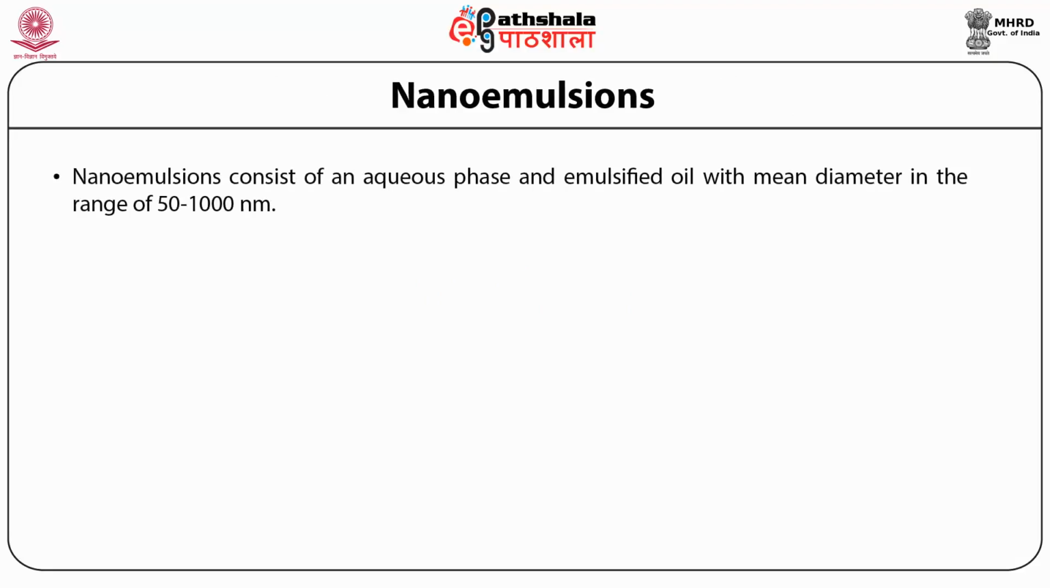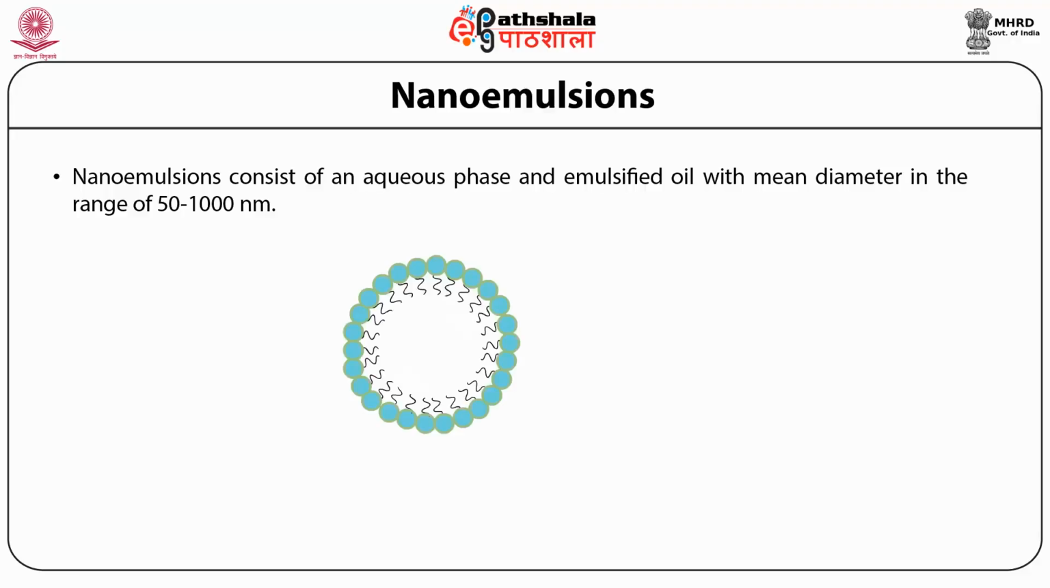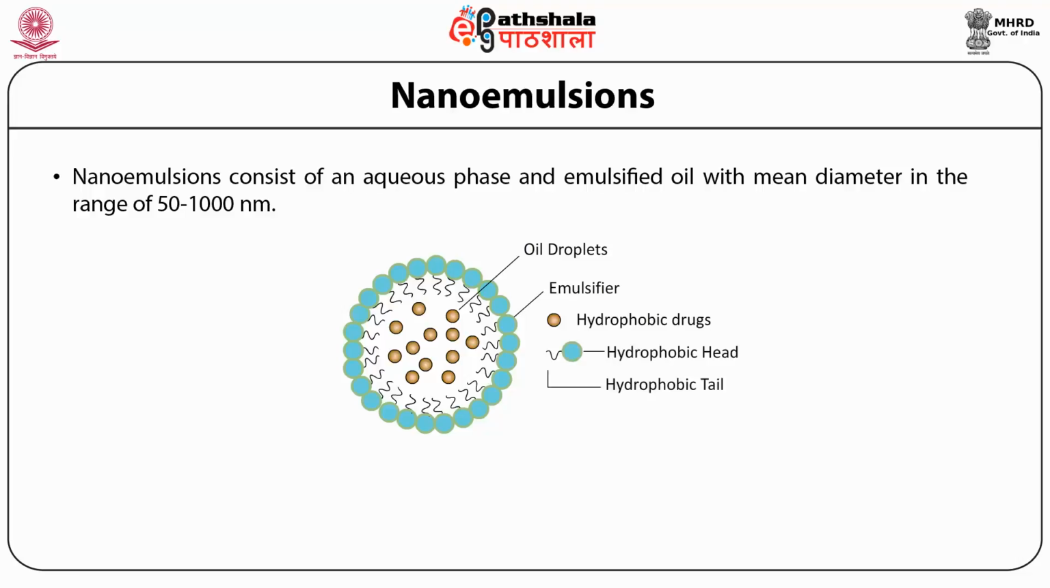Nanoemulsions. Nanoemulsions consist of an aqueous phase and emulsified oil with a mean diameter in the range of 50 to 1000 nanometers. If you look at the structure of a nanoemulsion, there are oil droplets at the center which are surrounded by emulsifier. In the emulsifier, the hydrophilic head is facing outside and the hydrophobic tail is facing inside. So your hydrophobic drugs which are soluble in oil can be encapsulated inside the core, and because of the hydrophilic head, it can be easily dispersed into an aqueous phase.